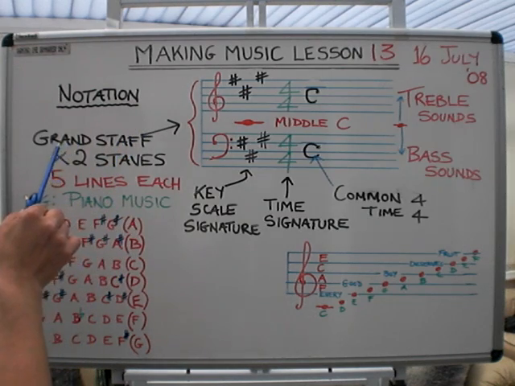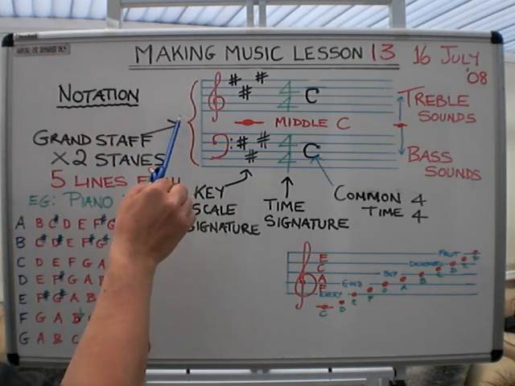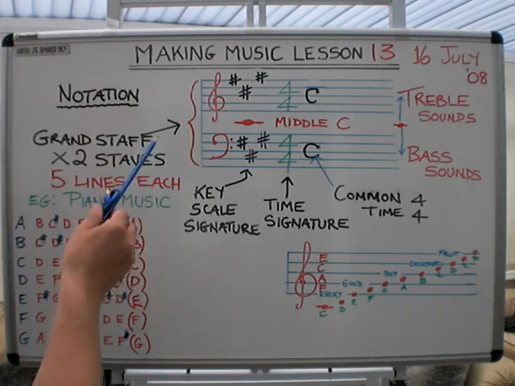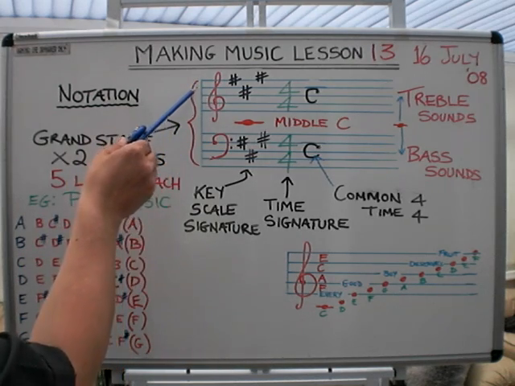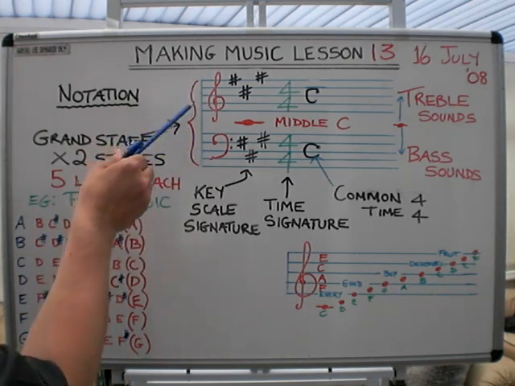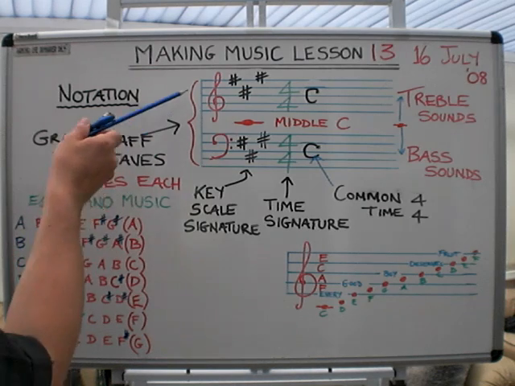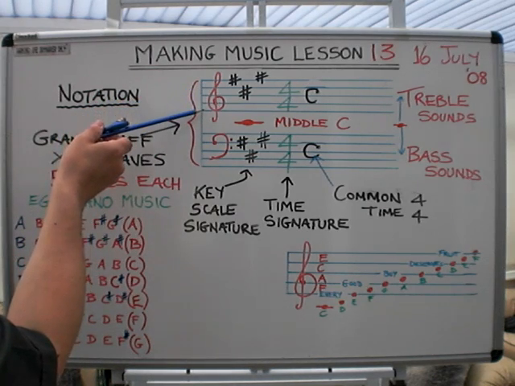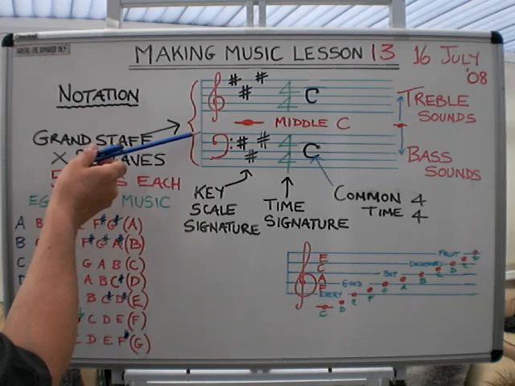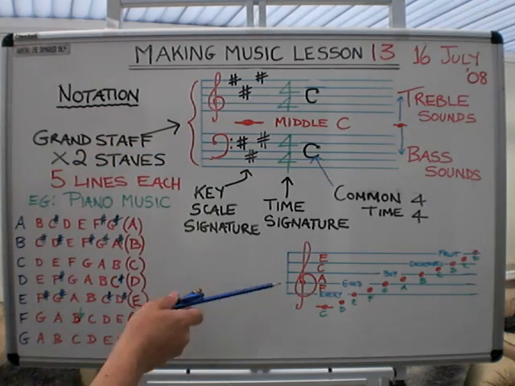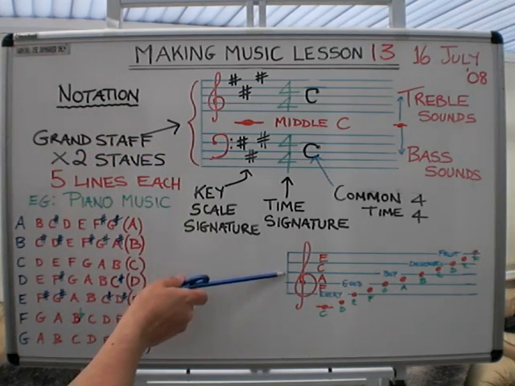If you look here, I've wrote a grand staff. This bracket is known as a grand staff. It joins the two together and the continuous line here joins the two together as well. If you look at each one of them, they comprise 5 lines each. 1, 2, 3, 4, 5. Another one here, 1, 2, 3, 4, 5.